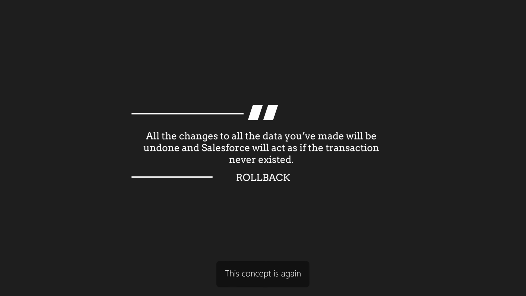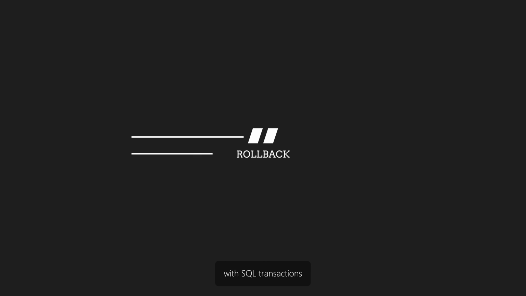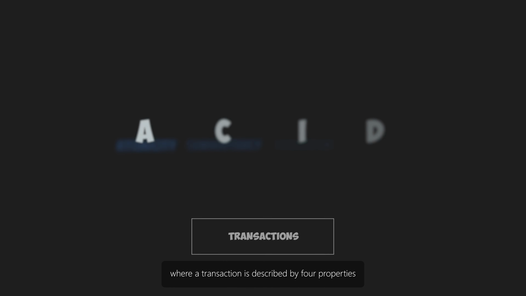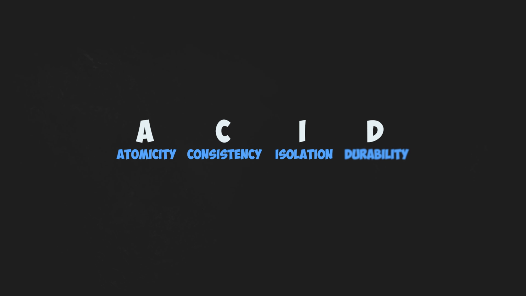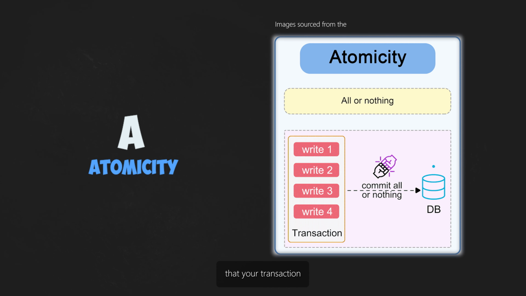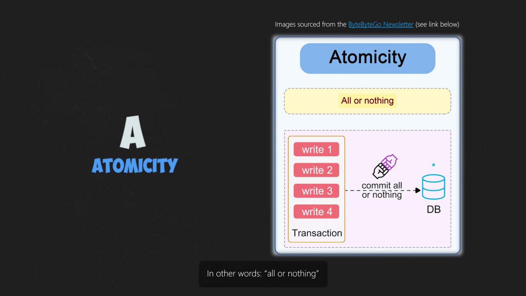This concept is again closely intertwined with SQL transactions, where a transaction is described by four properties, ACID, and these properties also apply to your Apex code. They stand for atomicity, consistency, isolation, and durability. Atomicity means that your transaction is one continuous element, and there should not be a scenario where some half of the data is saved to the database and some is not. In other words, all or nothing.